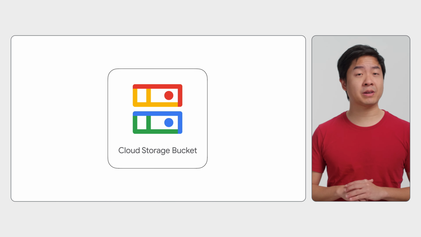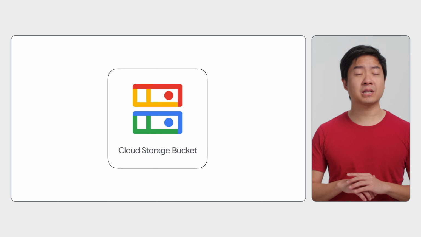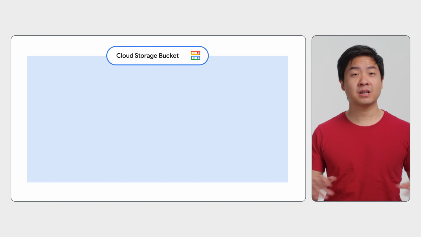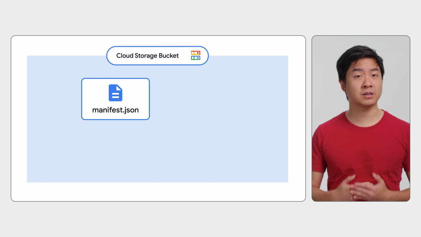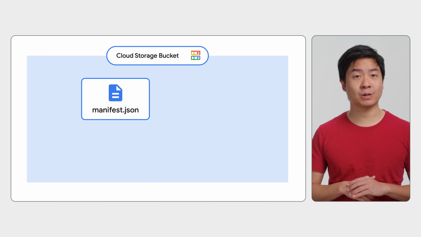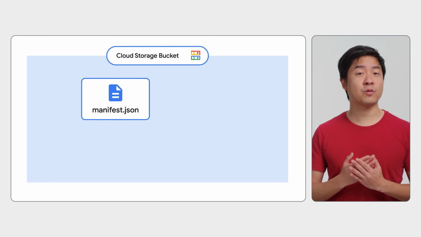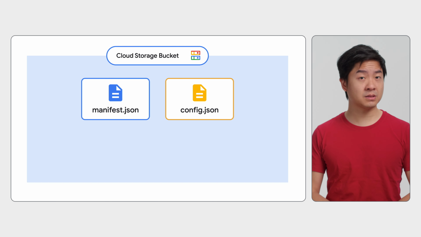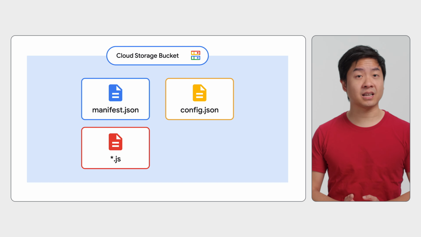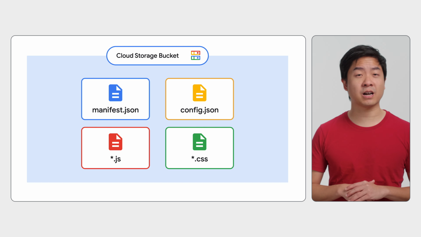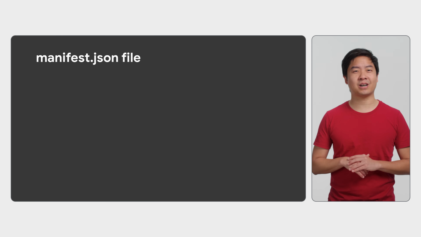First, you must have a Google Cloud Storage bucket that will contain all the required files. The files are a JSON file named manifest.json, which contains the metadata of your visualization, a JSON file for your visualization's configuration options, a JavaScript file for your visualization's business logic, and an optional CSS file to style your visualization. Now, let's dig into each file.